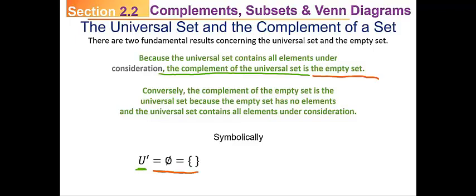It's equal to the empty set. Now, you don't have to write both of those symbols. I'm just writing them both for completeness because you see them both occasionally. You need to know that if you see either one, it means the empty set. The complement of the universal set is the empty set. That's the symbolic way of writing it.